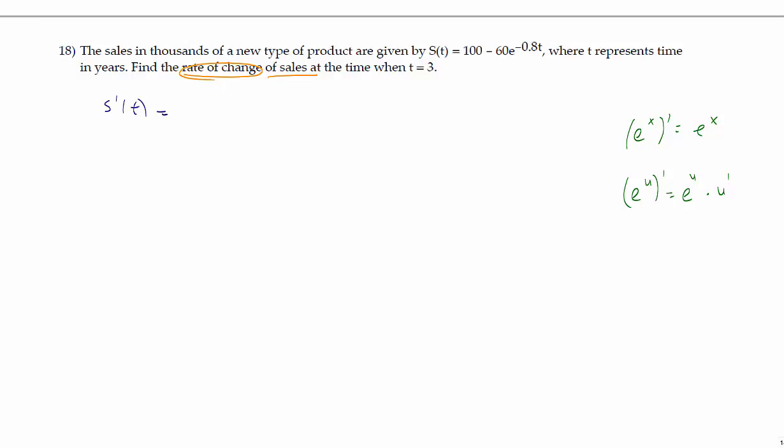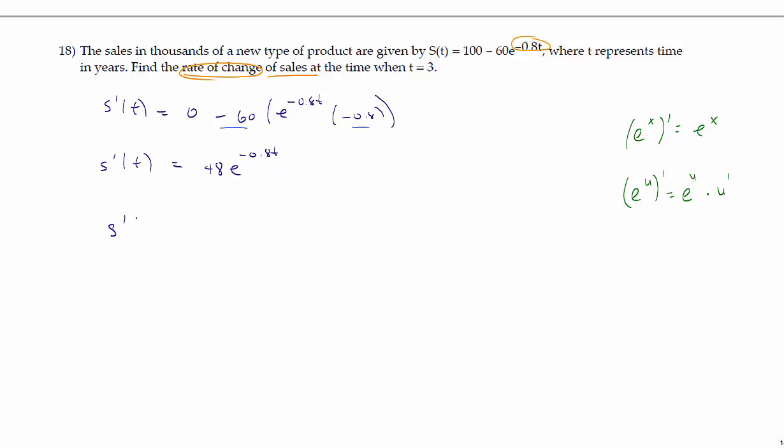Okay, so coming over here, taking the derivative of s of t, the derivative of 100 is 0, minus 60 times e to the negative 0.8t times the derivative of my exponent. So times the derivative of this here, we get negative 0.8. Okay, and then cleaning this up a little bit, I've multiplied the negative 60 by the negative 0.8, and I get 48. So this becomes 48 e to the negative 0.8t. And now I can evaluate it at any time.